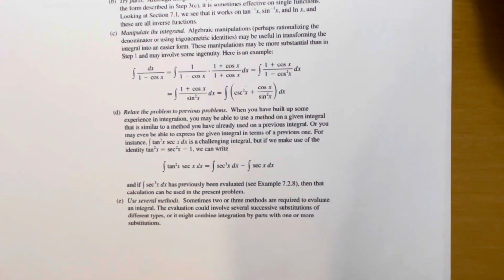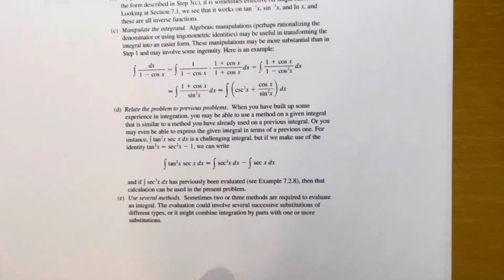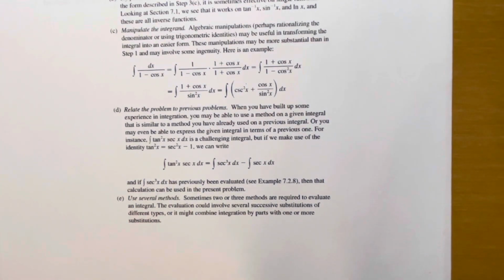And then finally, use several methods. So sometimes, like I said before, the first method that seems to be the right one doesn't seem to get you anywhere. Or maybe you use a method and it seems to kind of be sending you in the right direction, but maybe there's more that needs to be done. Sometimes an integral requires multiple techniques just to solve.